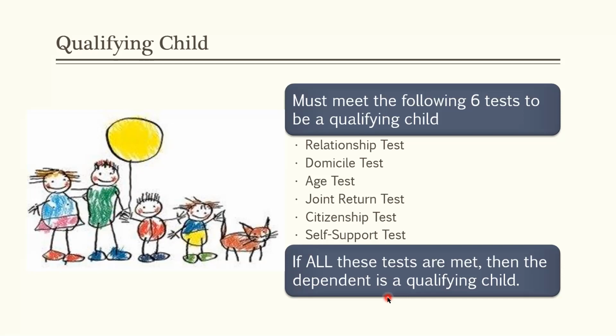And again, like we talked about, that distinction is very important for some credits and other things of that nature that would provide you with more money for that dependent. And next, we're going to look at qualifying relatives, which is a little different, but pretty much the same.